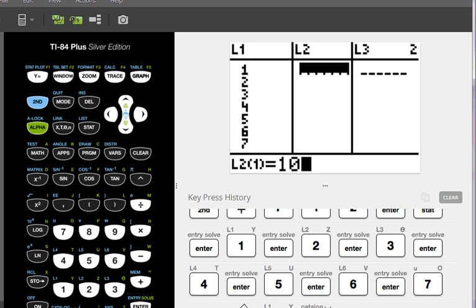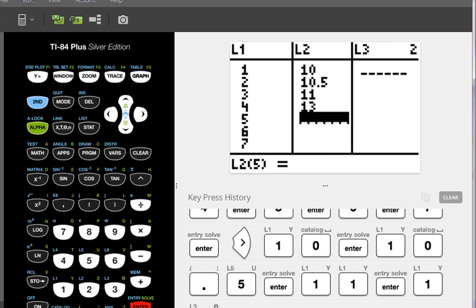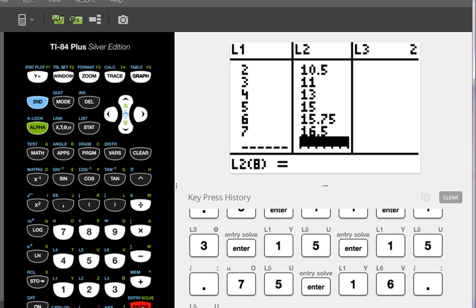10, 10.50, 11, 13, 15, 15.75. Enter. Okay, and 16.50. Okay.